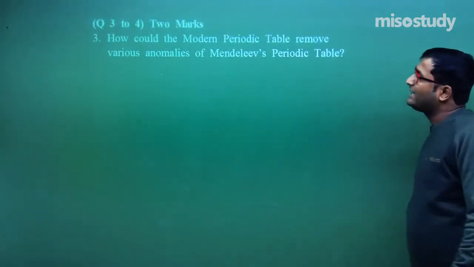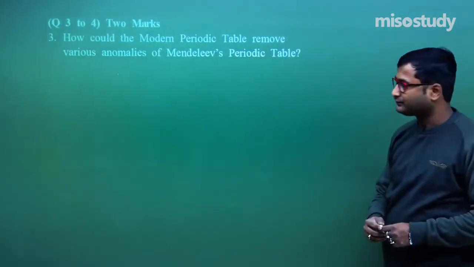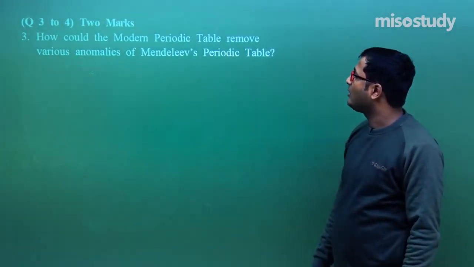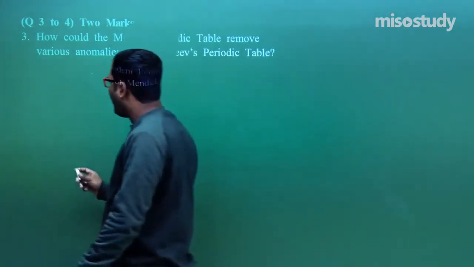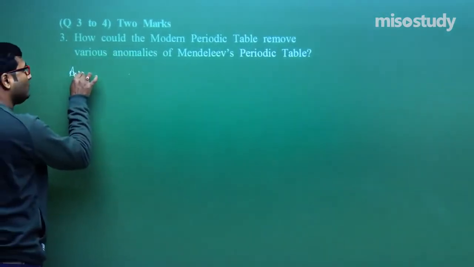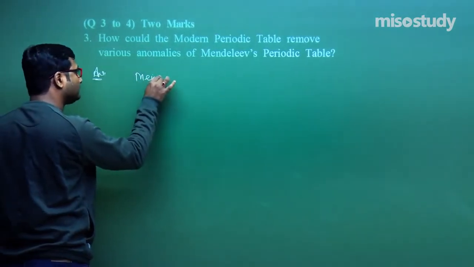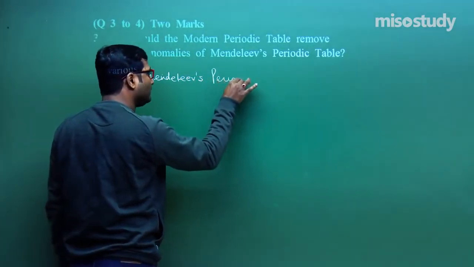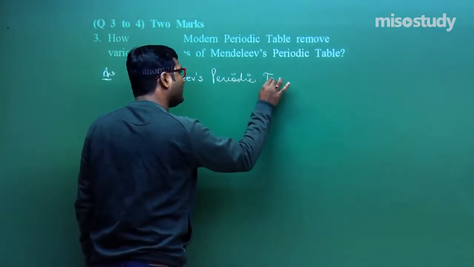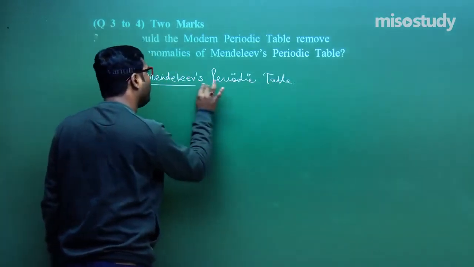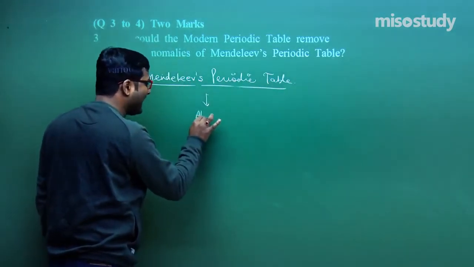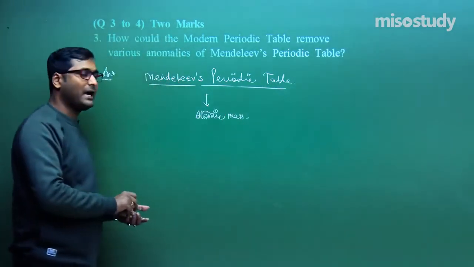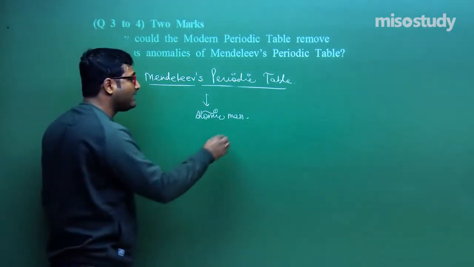Now this question carries 2 marks. You have to explain how the modern periodic table could remove various anomalies of Mendeleev's periodic table. Yes, what is the actual answer? As we know, Mendeleev's periodic tables were completely based on atomic mass. He arranged the elements according to increasing order of atomic mass and related their properties with atomic mass.